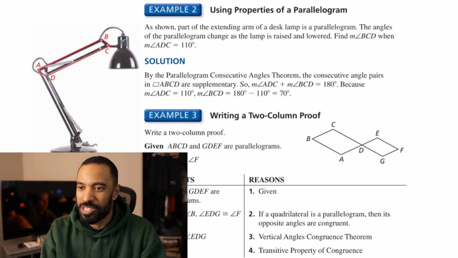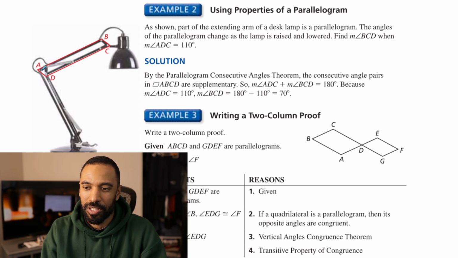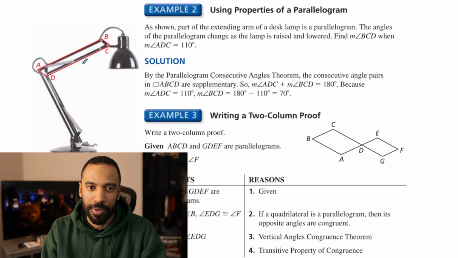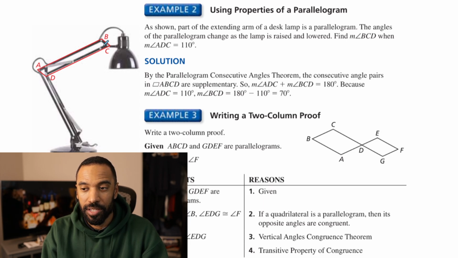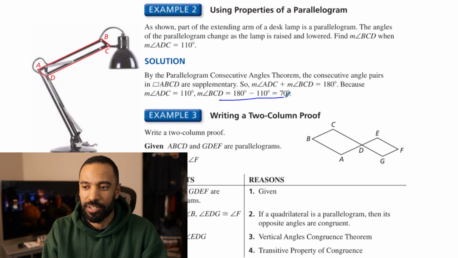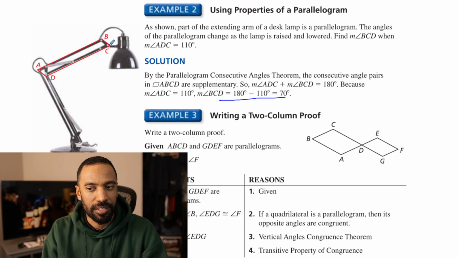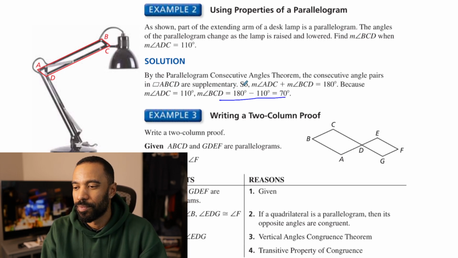Find measure of angle BCD when measure of angle ADC is 110 degrees. So ADC is 110. That's this guy right here where my pen is going. And C is a consecutive angle with it. So these two consecutive angles in a parallelogram should be supplementary. If this one's 110, this is 180 minus 110, which is 70 degrees. That's measure of angle BCD. You can call it measure of angle C, right?